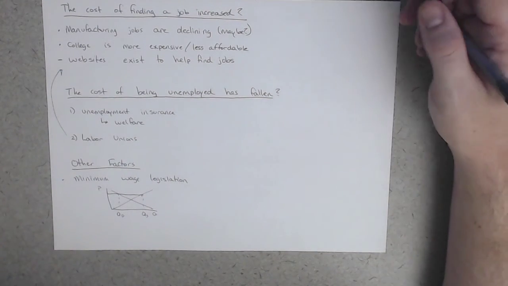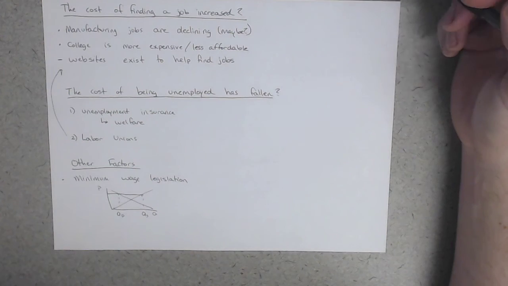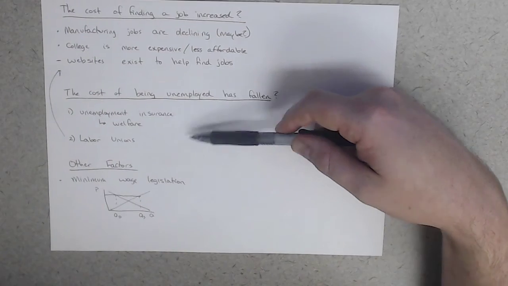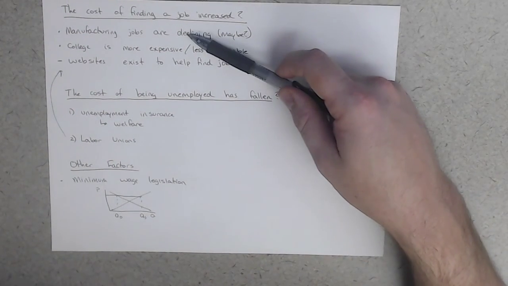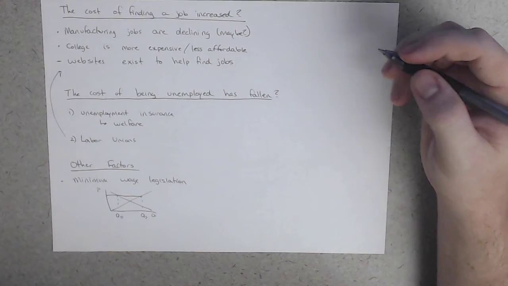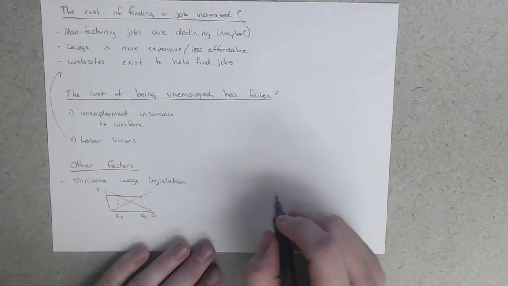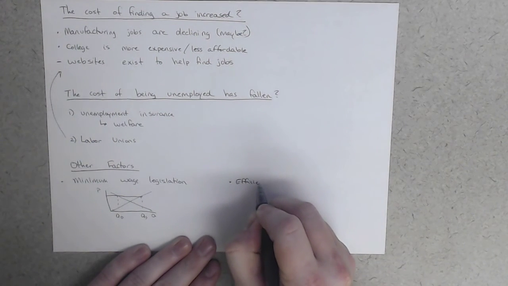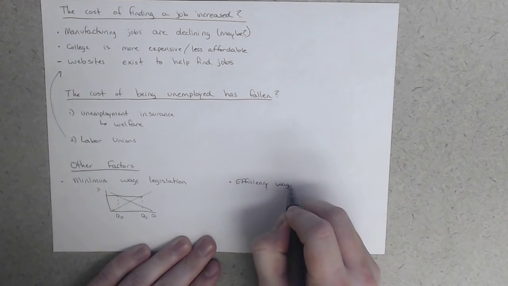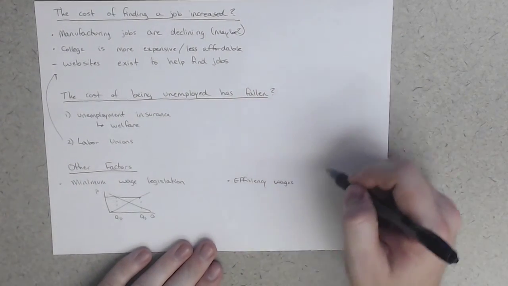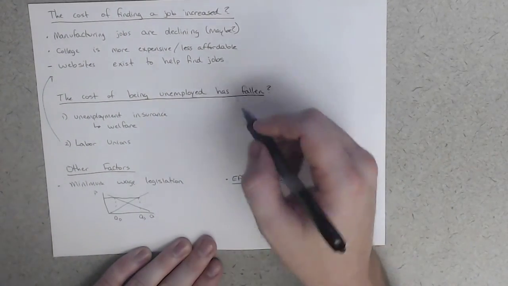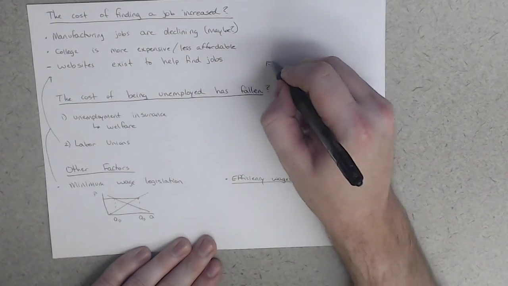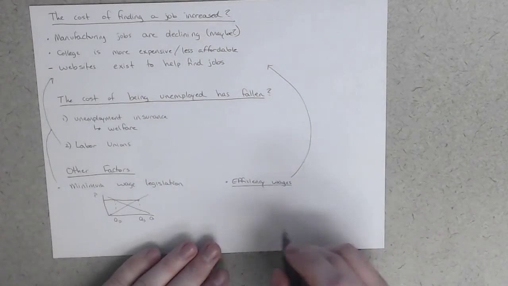So minimum wage legislation could belong up there. And then the other one would be efficiency wages, which I guess would also fall up there. So minimum wage legislation belongs up there, and efficiency wages belong up there as well.